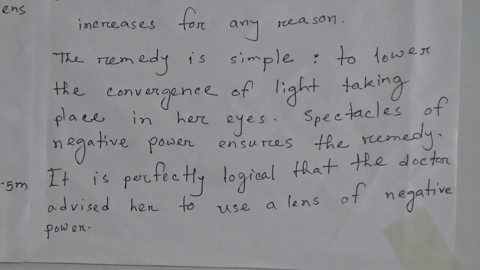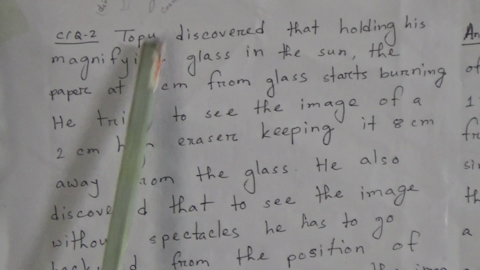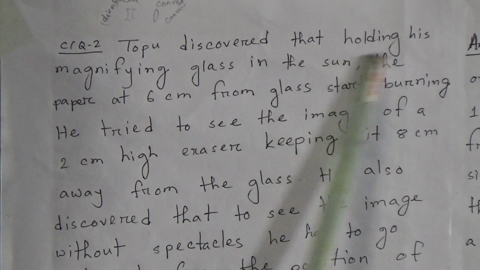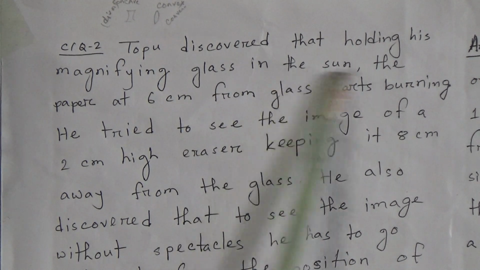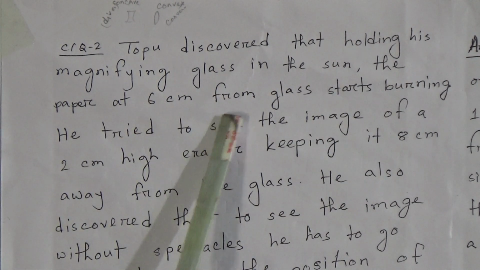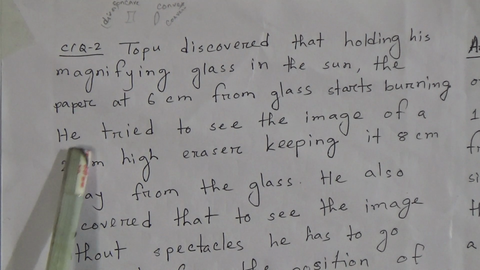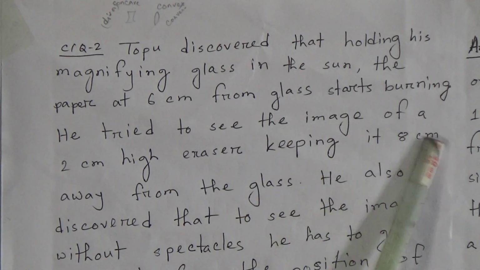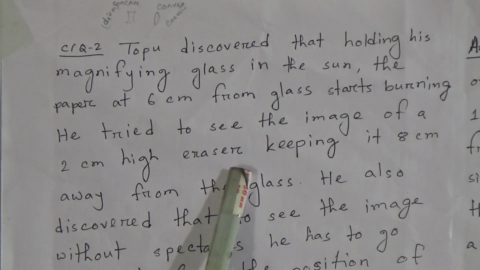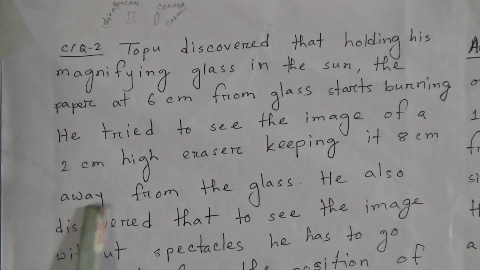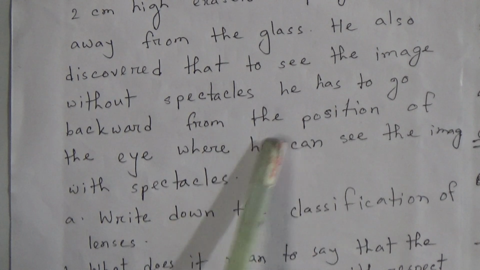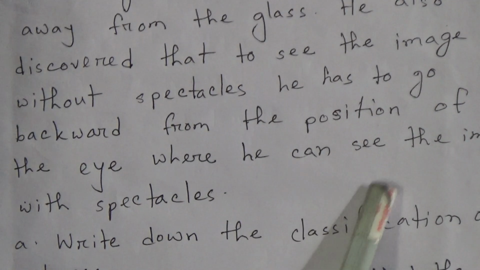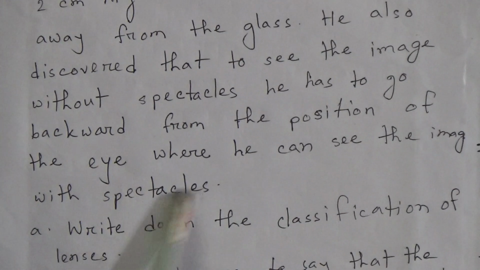My dear students, now come to CQ number 2. The stem is: Topu discovered that holding a magnifying glass in the sun, the paper at 6 cm from the glass starts burning. He tried to see the image of a 2 cm high eraser, keeping it 8 cm away from the glass. He also discovered that to see the image without spectacles, he has to go backward from the position of the eye where he can see the image with spectacles.